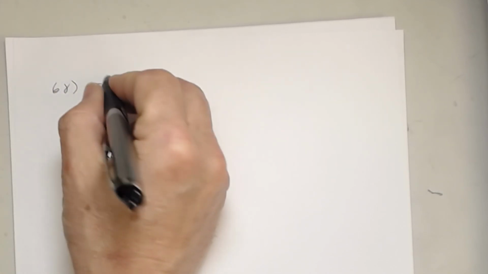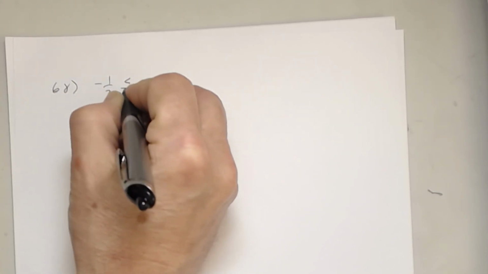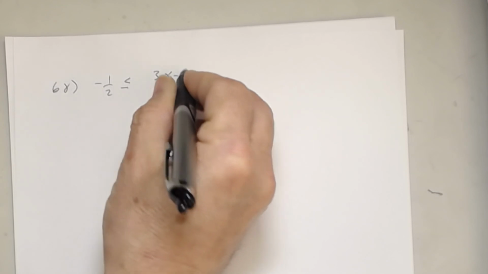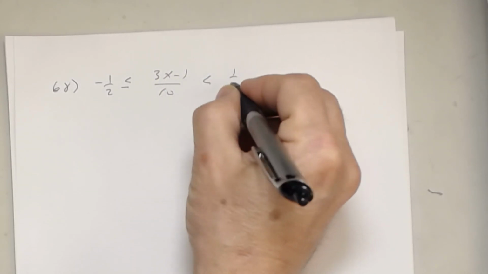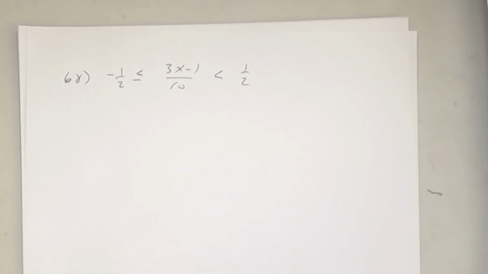You have negative 1/2 is less than or equal to 3x minus 1 divided by 10 is less than 1/2. All right, don't make it difficult. It's fairly simple to do. You've got to find the solution to this compound inequality. There's no way you can guess what the solutions are, so you have to work it out. You have to do the process.